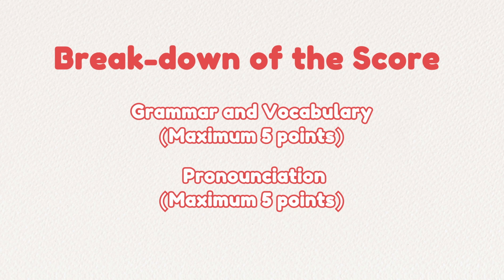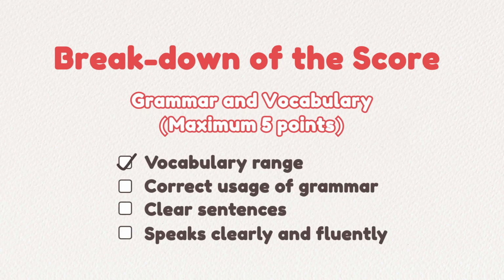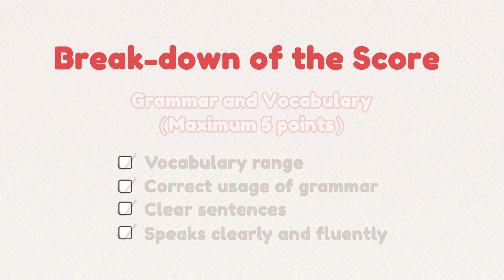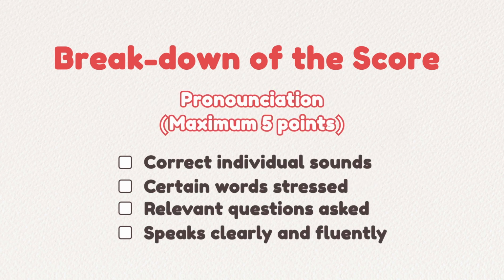So it's going to be a maximum of 5 points for grammar, 5 points for vocabulary, and a maximum of 5 marks for pronunciation. Those 3 are the main things you need to focus on. For grammar and vocabulary, based on the exam levels, examiners are looking for vocabulary, grammar, clear sentences, and speaking fluently and clearly. For pronunciation, they are looking for individual sounds, word stress, questions asked, and fluency.